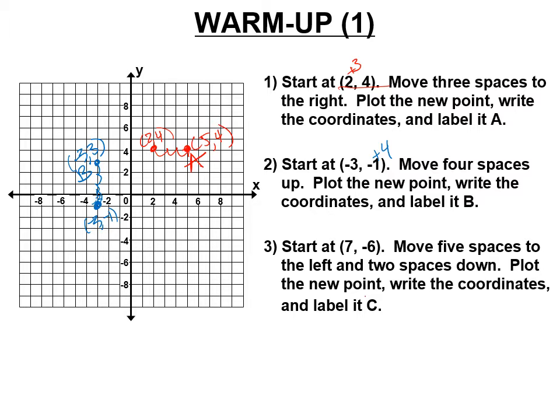And lastly, we start at (7, -6) right there. We move 5 spaces to the left. When you go 5 spaces to the left, you end up subtracting 5 from x: 1, 2, 3, 4, 5. And we ended up at 2. Then we move 2 spaces down, 1, 2, which is subtracting 2 from y. So we went from (7, -6) and should now be at (2, -8). And we are, and we're going to call that C. That's how to do translations.